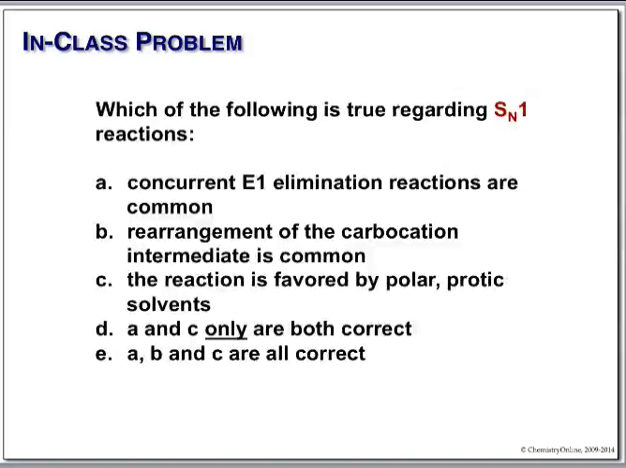SN1. When you do an SN1, do you also get E1 eliminations? Sure, because they both involve exactly the same carbocation. It's a very messy reaction. Rearrangement is common, absolutely. Whenever you have a carbocation that can rearrange, it will. It's favored by polar protic solvents. You have to make an ion. Polar solvents favor ions. All of these are correct.